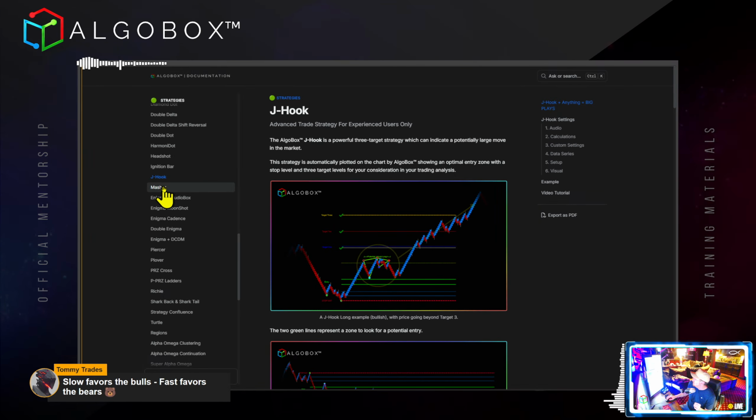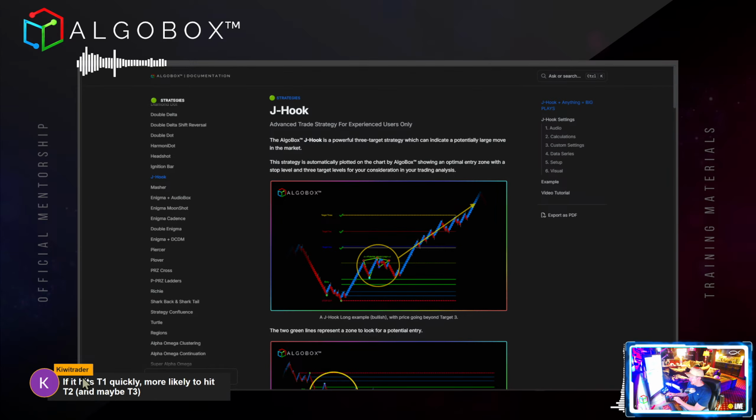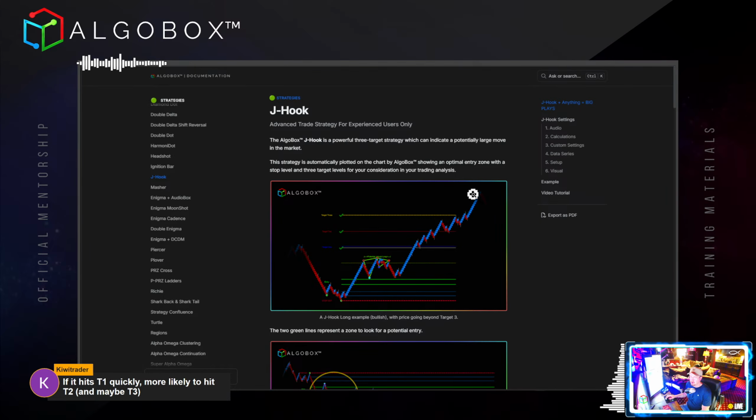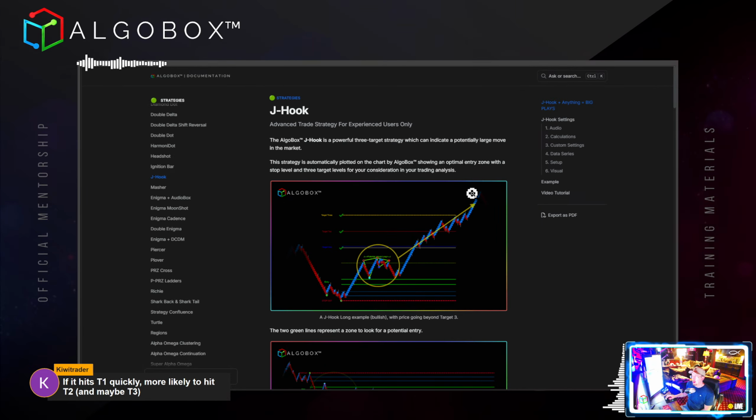If it hits T1 quickly, more likely to hit T2 and maybe T3. Generally, yes. And we talk about that in the advanced level strategies as well. It is a great tip there that Kiwi is talking about. If it does hit T1 rather quickly, kind of goes straight to target 1, then generally, yes, 2 and 3 are more likely. If it kind of meanders to it, less so.